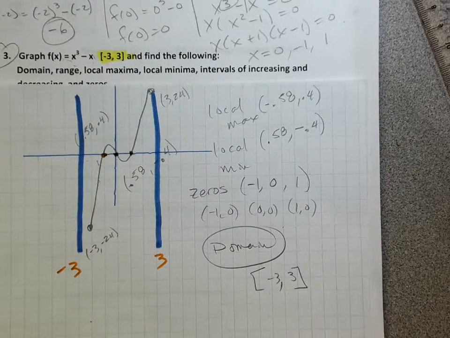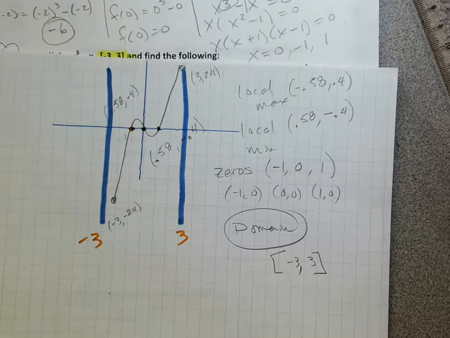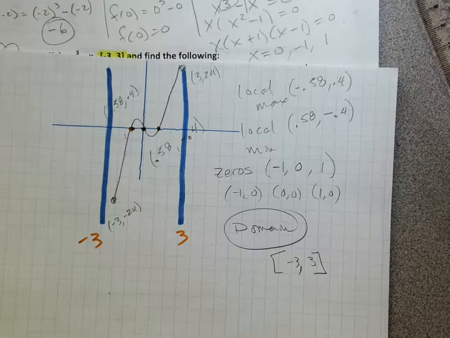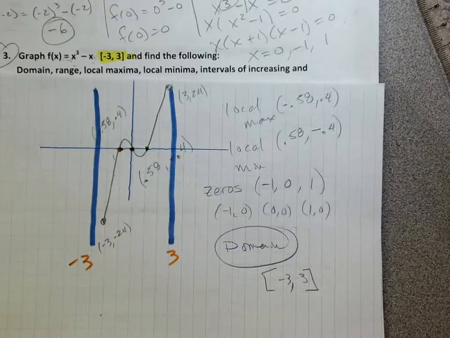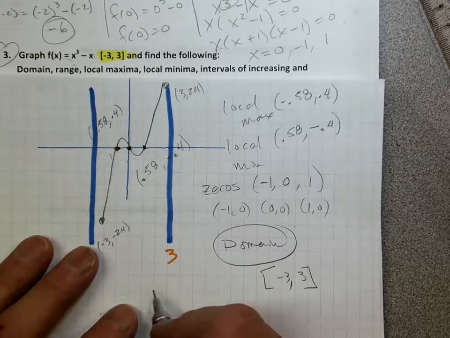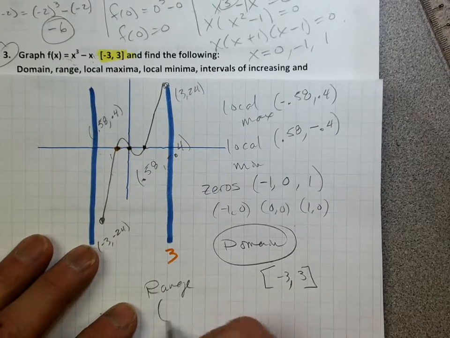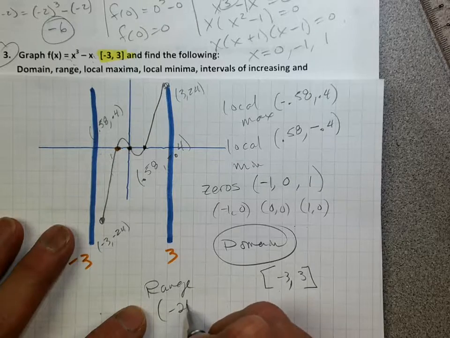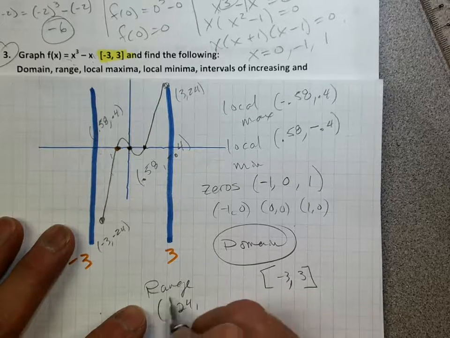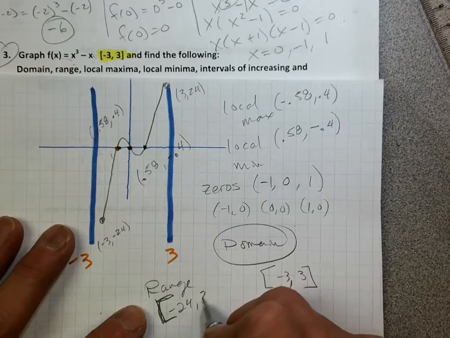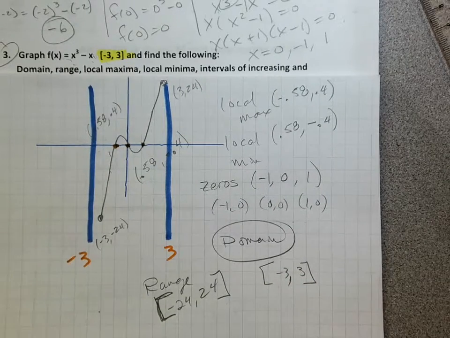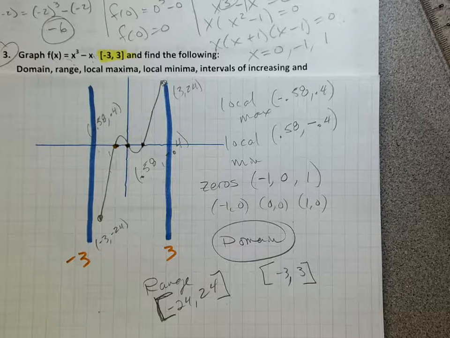Now the range, since we already figured out what these points are, what's the very lowest point on this graph? Negative 24 is my very lowest point. What's my very highest value? Positive 24. So my range is just going to go from negative 24 to positive 24. Oh, sorry, bracket. Negative 24 to positive 24, bracket, because it's an interval, okay? Thumbs up?